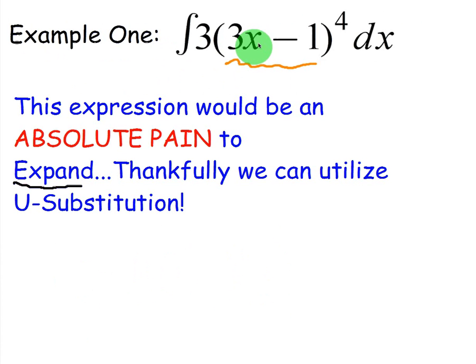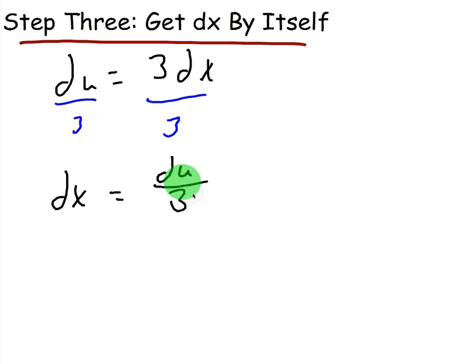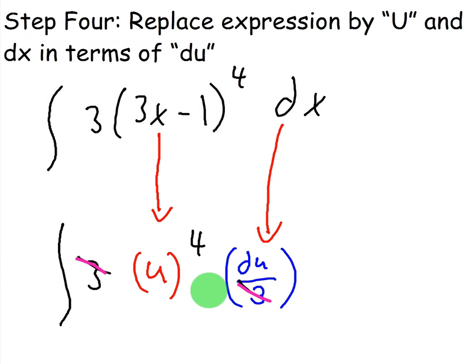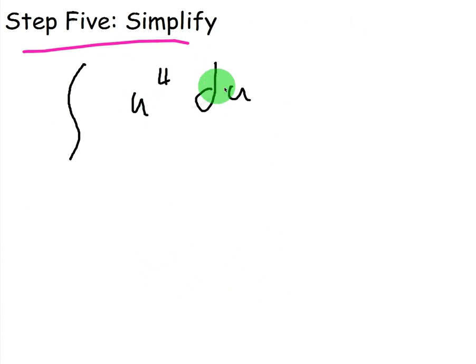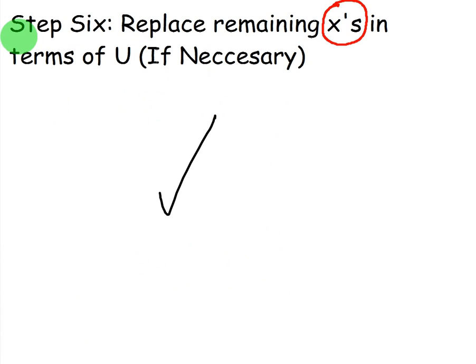So it's important not only that you figure out u, but you figure out what dx is in terms of u. And again, we did that. We figured out it was du over 3. So now we just have the antiderivative of u to the 4th du. That leads us to step 6.